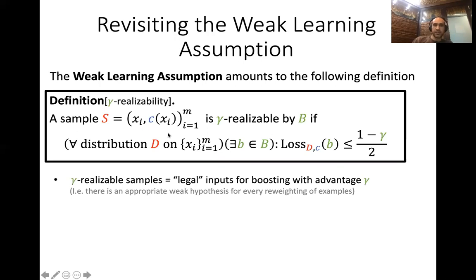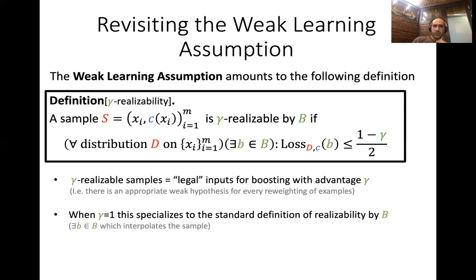So gamma realizable samples are exactly the legal inputs for boosting with advantage gamma, right? If we have an agnostic learner and we set the error parameter to be gamma, the advantage parameter to be gamma, these are exactly the inputs for which running boosting with it will produce a valid output function. Also notice that when gamma equals 1, this specializes to the standard definition of realizability with respect to B. So this means that really the sample is labeled by some function in B.